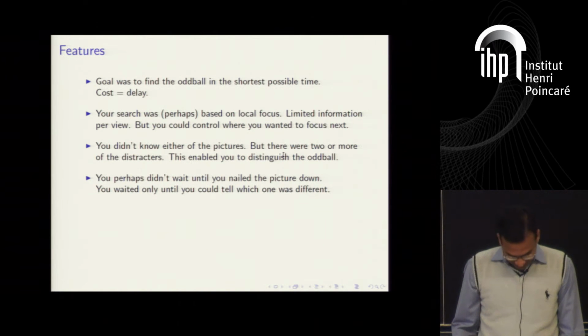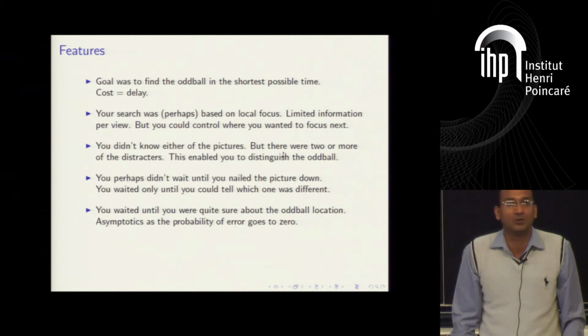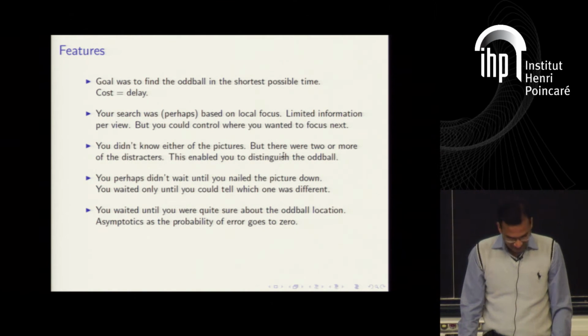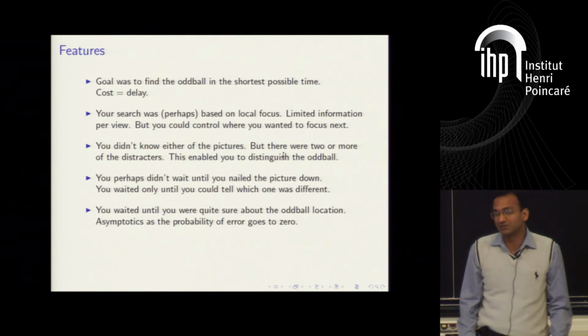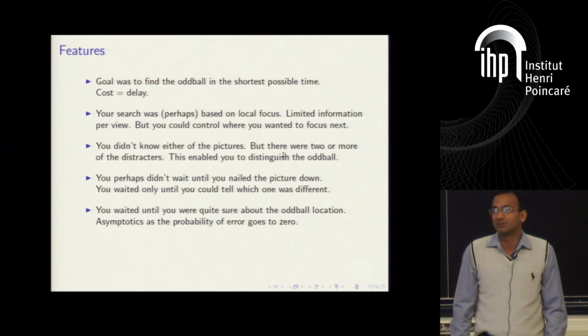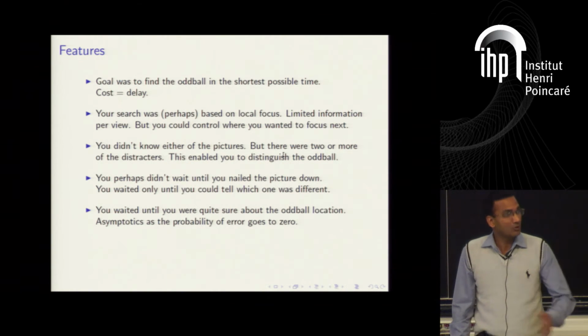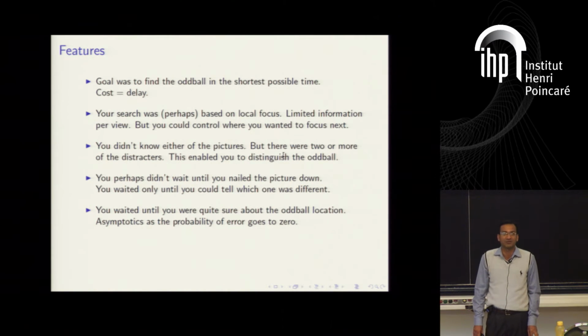That's another feature. You also waited until you were quite sure about where the oddball location is. I said no guessing, so to that extent you were pretty sure. The way to model this would be to take into account asymptotics of a certain probability of error. When you stop, you say that this is the place where the oddball is. We want to make the probability of error go down to 0. So these are features that we must take into our modeling.